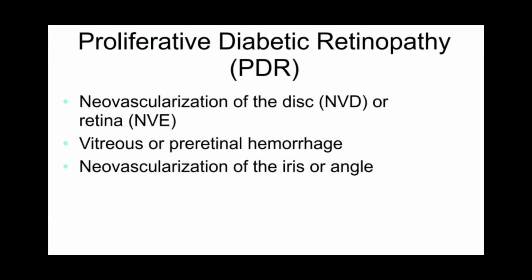Coming to proliferative diabetic retinopathy, when neovascularization sets in, the stage immediately changes to the proliferative stage. It can be neovascularization of the disc or neovascularization elsewhere, that is anywhere in the retina, which will lead to vitreous or preretinal hemorrhage and later neovascularization of the iris and angle.